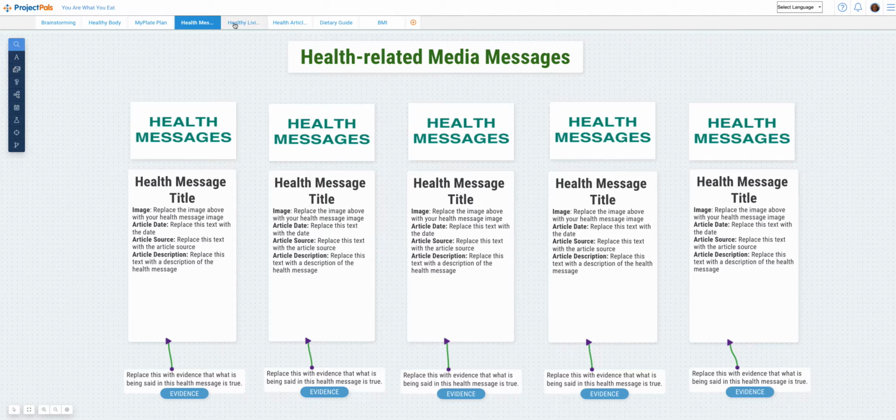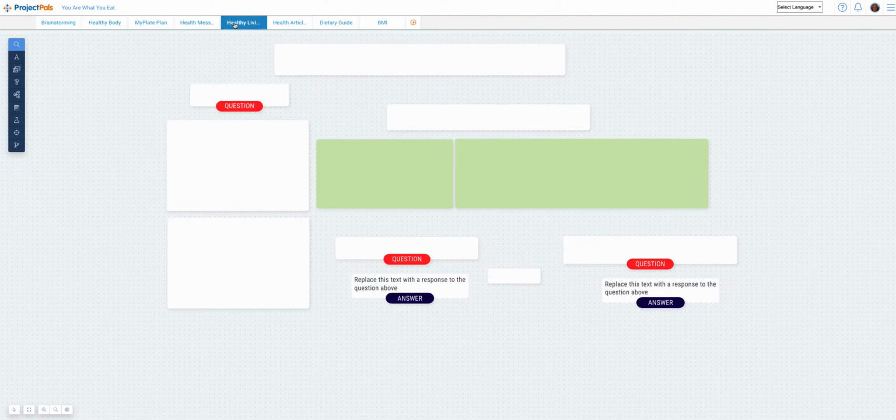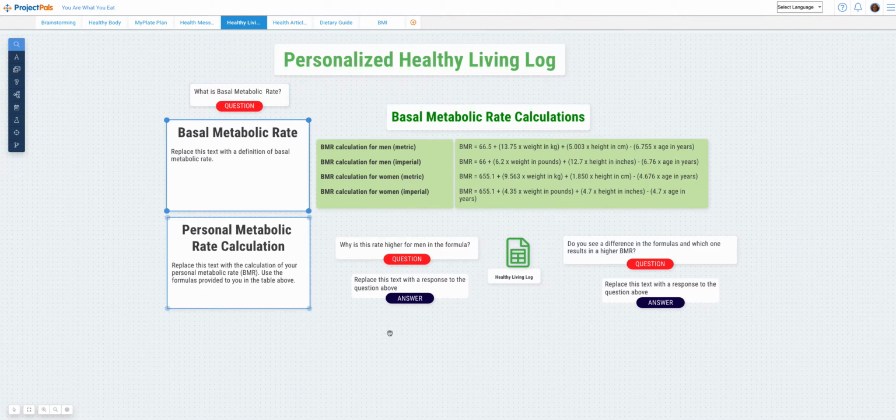In the Healthy Living Log tab, you will design a personal living log in which you will keep track of the time spent in physical activity and the calorie intake of foods you eat over a time period. You can look up calorie counts online. You can also calculate your total calorie intake minus approximate calories burned every day and determine whether you stay within a healthy range over the course of the 10-day activity.